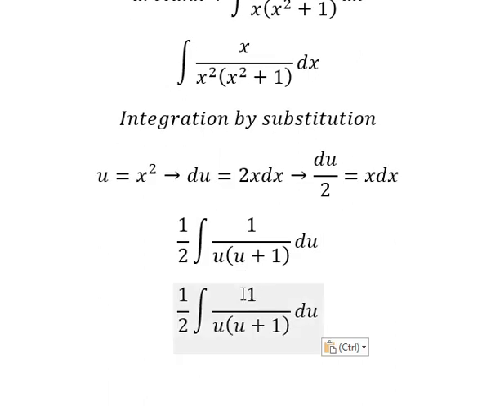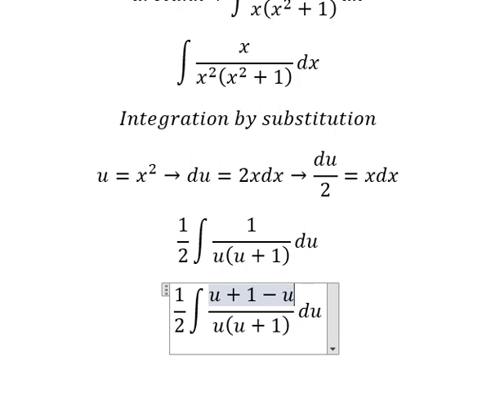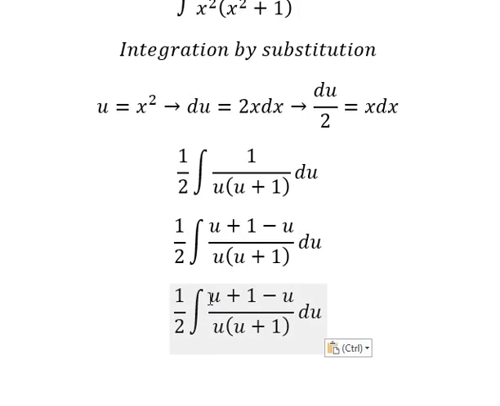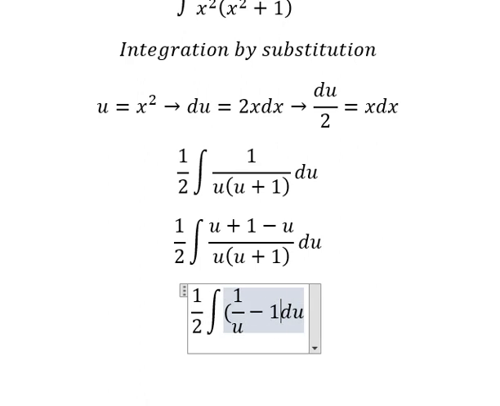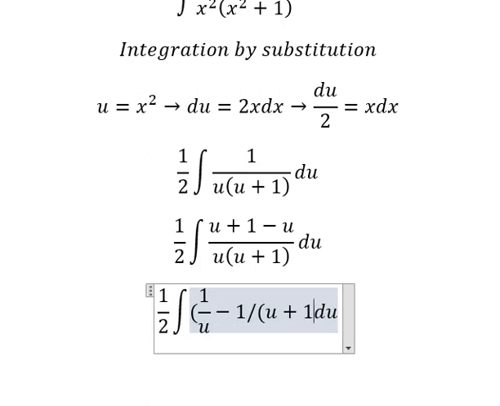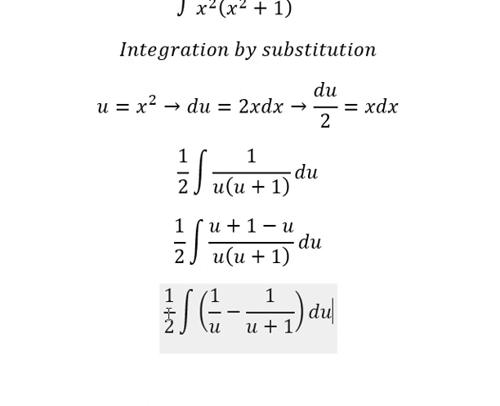So we need to add u. Later we need to subtract u. So this one divided by this one, we have number 1. u divided by u, we have number 1. And now we have the final answer.